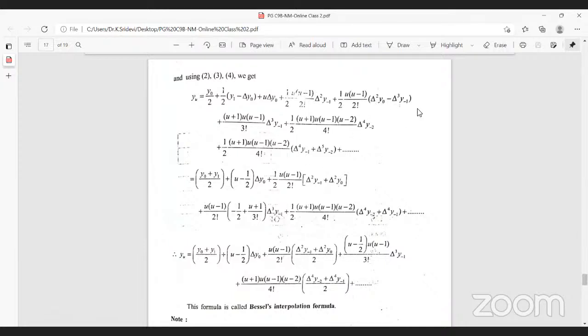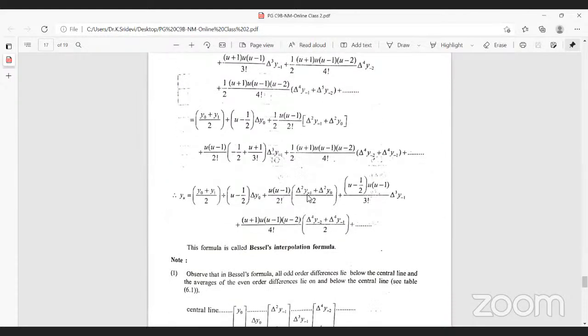So now if we take delta cube y minus 1 common, this one plus this one, you can get delta cube y minus 1, this one, like this. And then you can follow the same and get another term like this. Now, if you simplify this one, the first term is as it is, the second term is as it is, and what is the third term? U minus 1 by 2 factorial, so this expression by this 2.